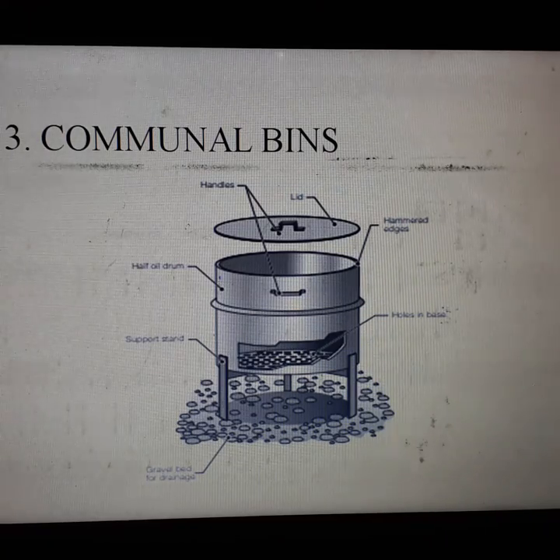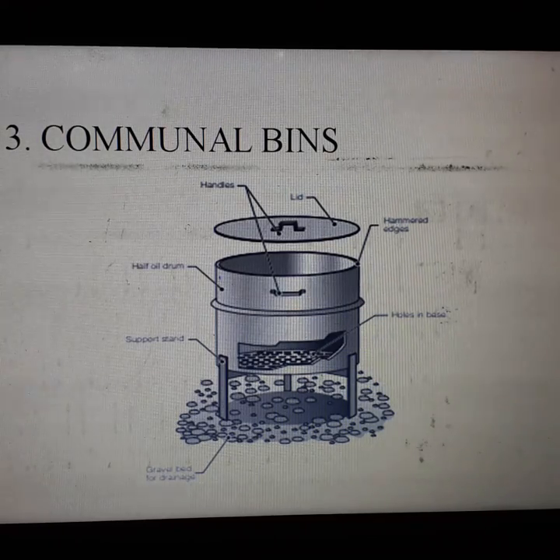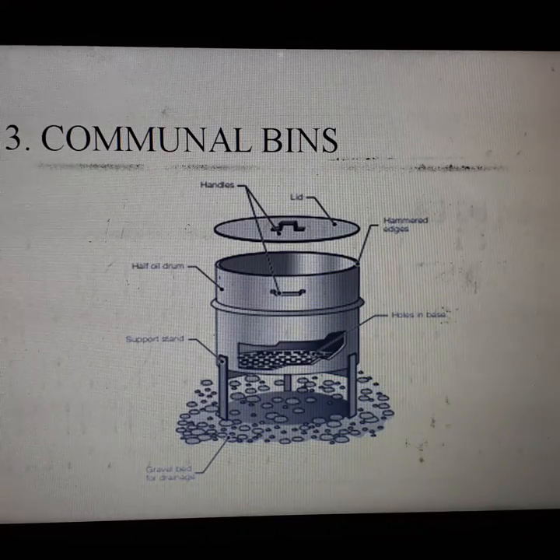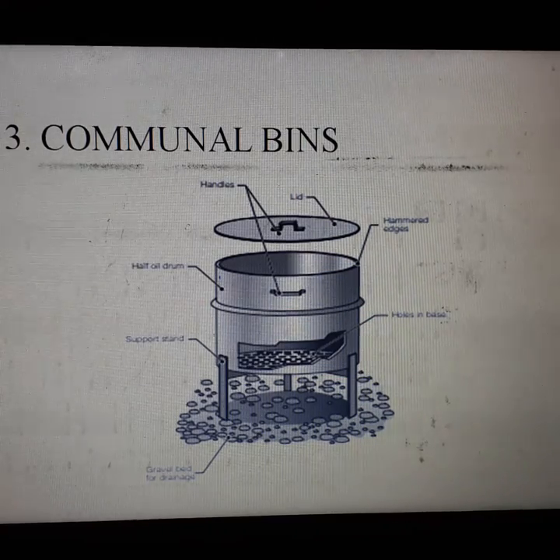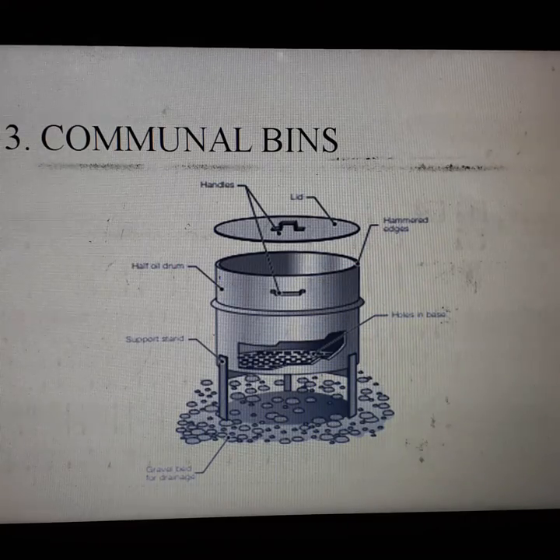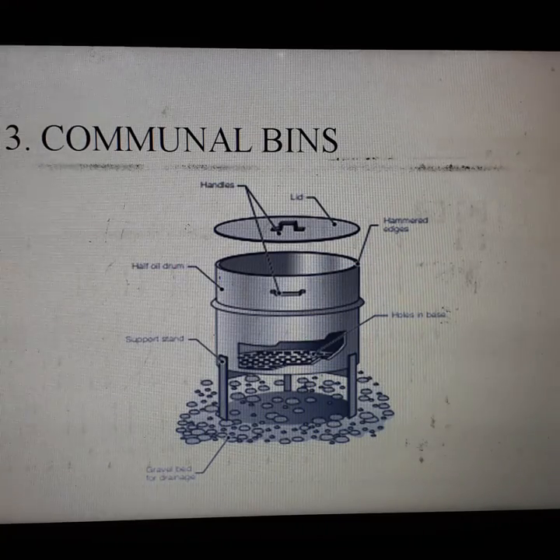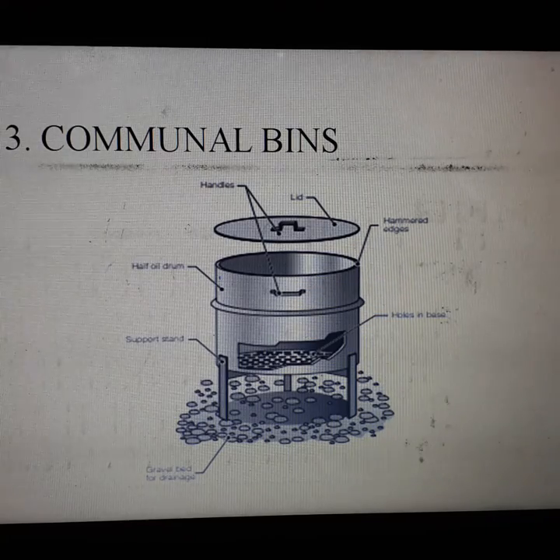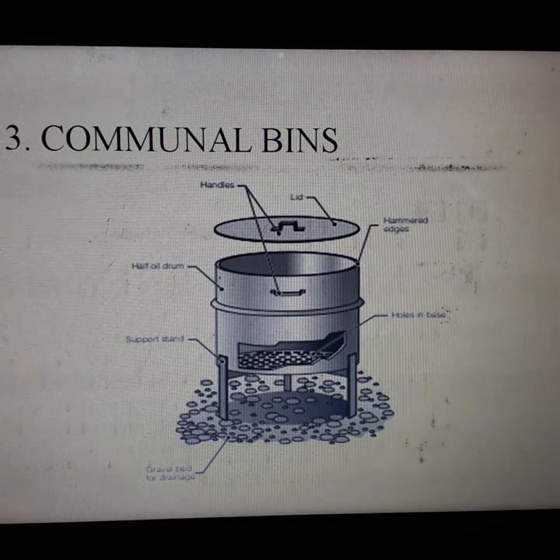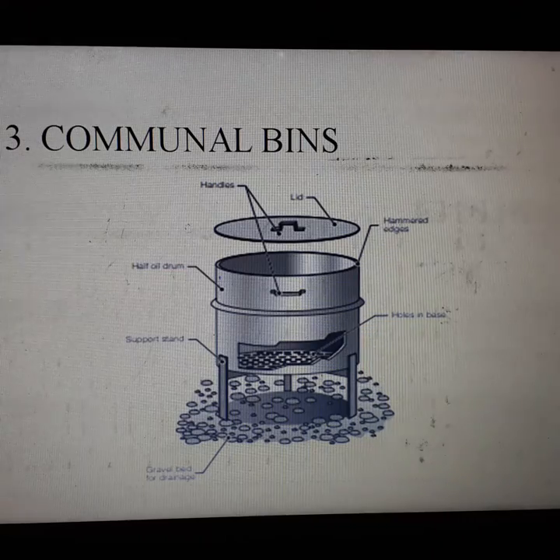The advantages are bins are potentially a highly hygienic and sanitary management method, and final disposal of waste well away from dwelling areas. And the disadvantage is each and every day it should be monitored.